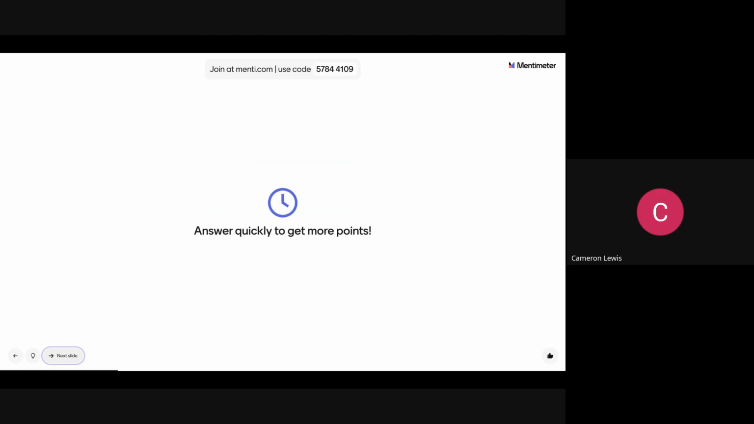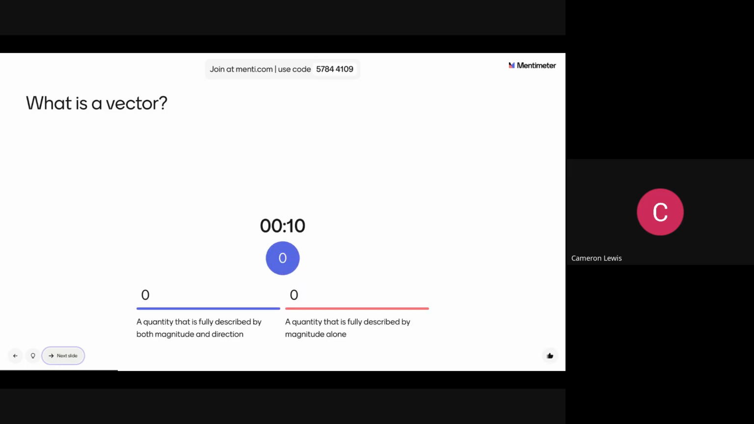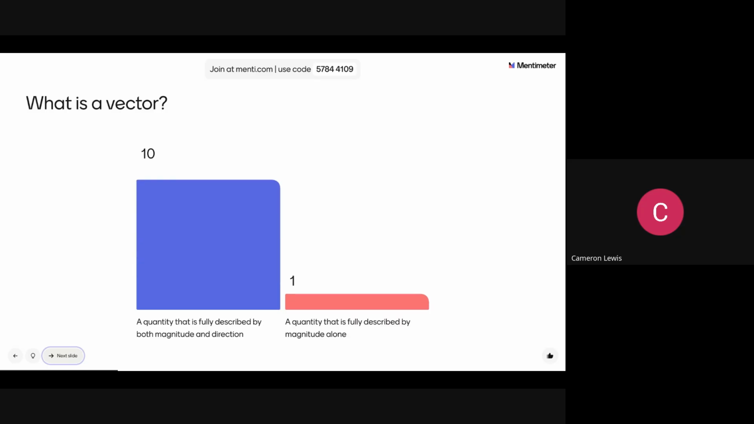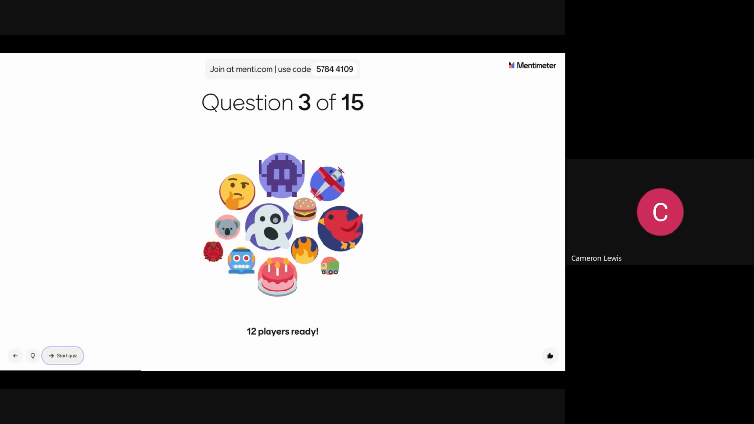Next one. So what is a vector? Now, a vector is a quantity that's fully described by magnitude and direction, or a quantity that's fully described by magnitude alone. Good, almost 100%. So a vector is a quantity that's fully described by both magnitude and direction. So instead of me just saying 50 meters, I say 50 meters west. So I added direction to it. So how far I went with the actual direction.